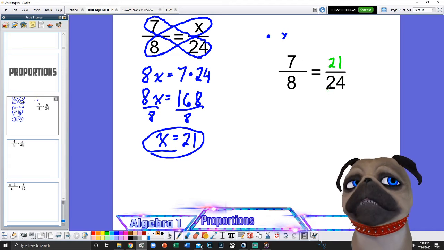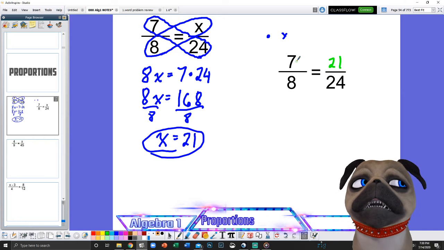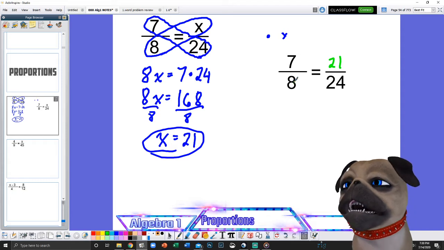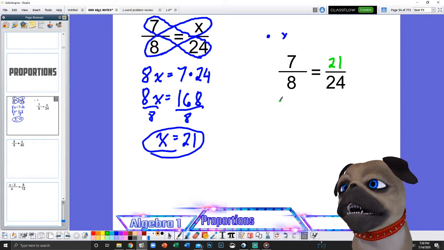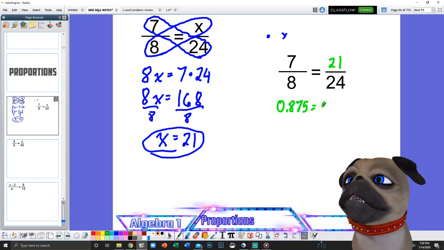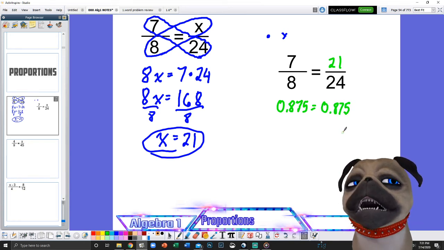So now, in the calculator, this ends up being pretty easy. You have two choices. You could do decimal or fraction. If you're doing decimal, just do 7 divided by 8 in the calculator. Go ahead, 7 divided by 8. That should give you 0.875. Then do 21 divided by 24. That also gives you 0.875.